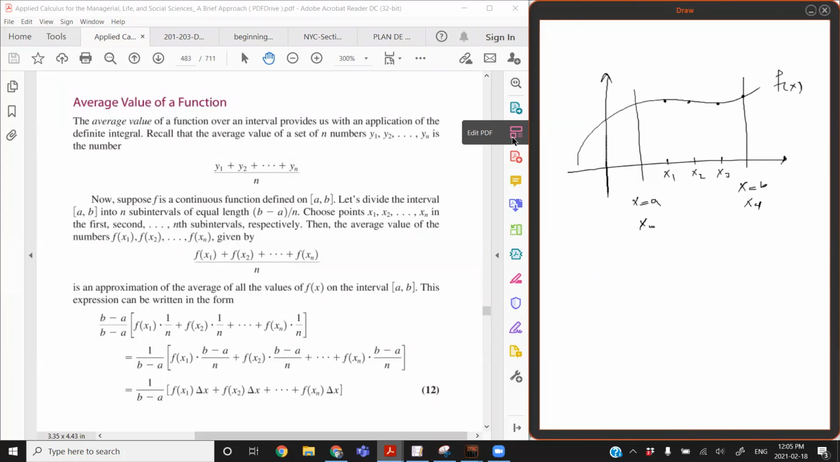So one approximation for the average value of the function would be f of x1 plus f of x2 all the way to f of xn, assuming that you have n subintervals. You have divided the whole interval from a to b into n subintervals, divided by n. That's a good approximation for the average value of the function. And that approximation would be even better if the number of intervals that you have is more and more.